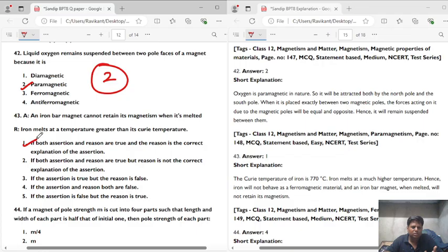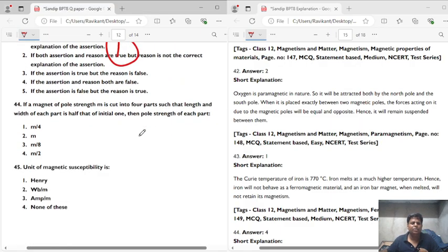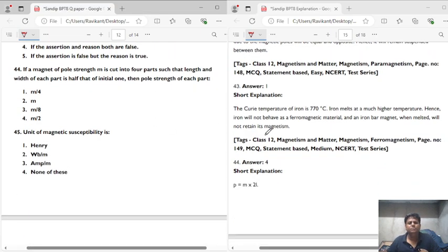So the correct option is 1, right? Both assertion and reason are true but reason is not correct. Assertion true but reason false. Assertion and reason both are false. Assertion for different. So correct answer is option number 4. So correct answer for question number 43 is option 1. That is, assertion and reason both are true, and reason is the correct explanation for assertion.